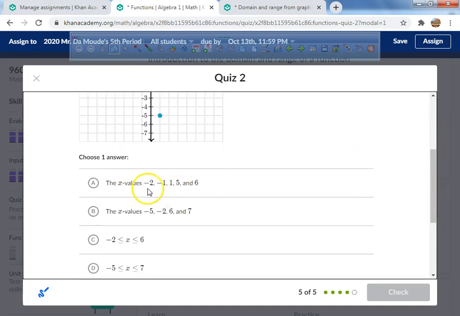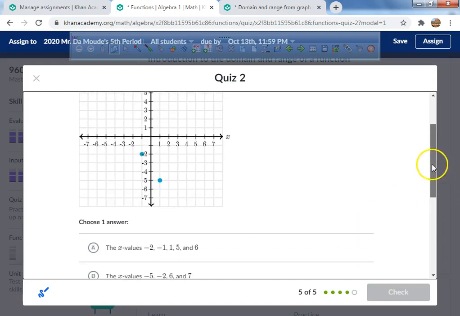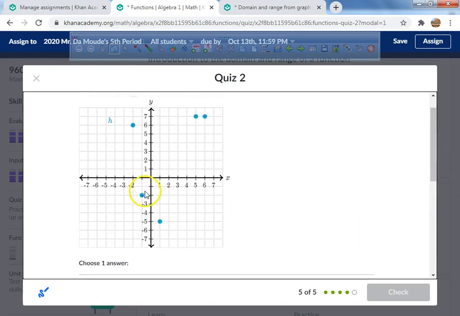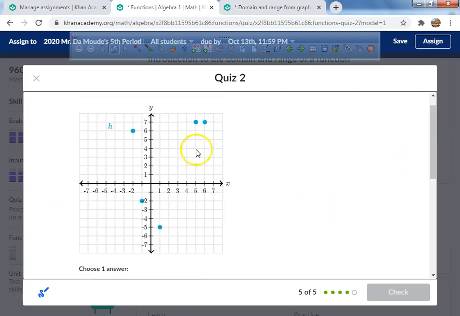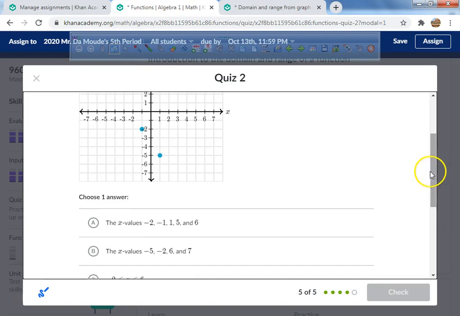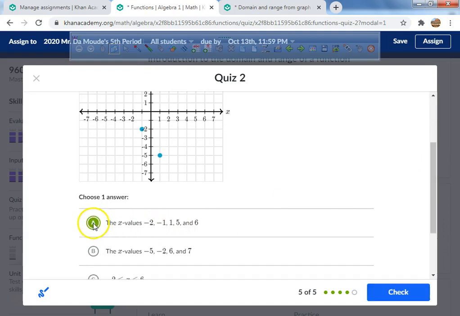Oh, there it is. Right there. -2. And I'm at a -1, a 1, a 5, and a 6. So this is called a discrete function. All right, discrete just means dots, ordered pairs. So I'm just going to use those ordered pairs right there.